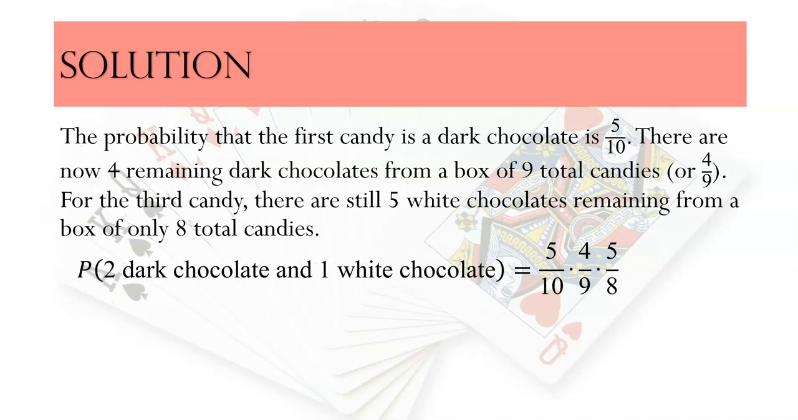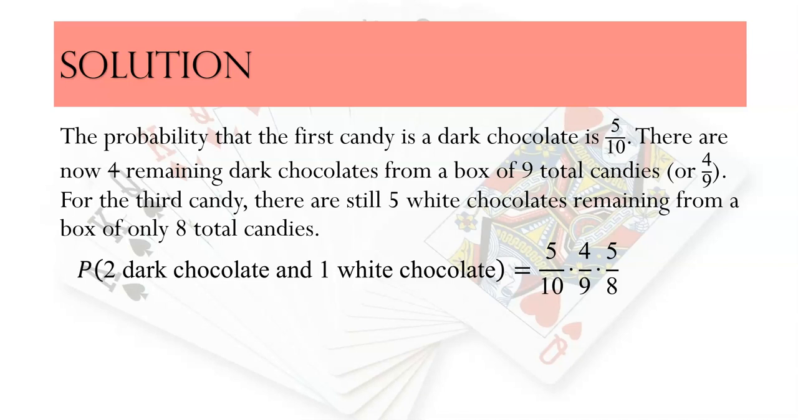So the first candy we're picking is going to be a dark chocolate. There's 5 dark chocolates altogether out of a total of 10 candies. So you have a 5 out of 10 chance of picking a dark chocolate. You pick it, you eat it. Now you pick the second candy. That's also dark chocolate. But you just ate one, so there's only 4 darks left out of 9 candies total.